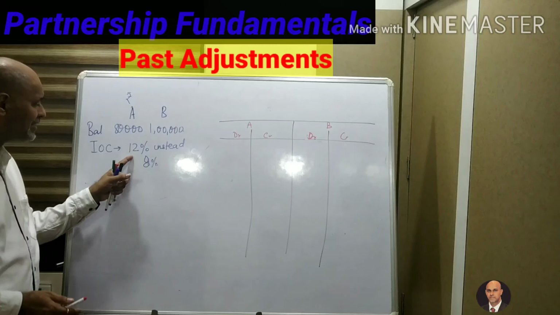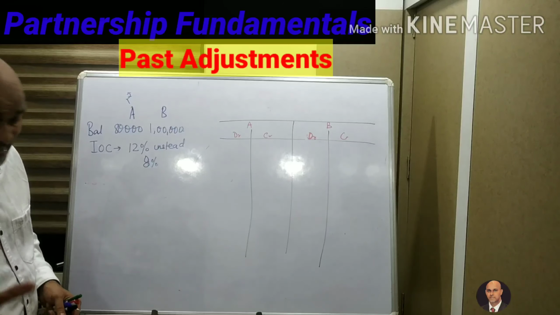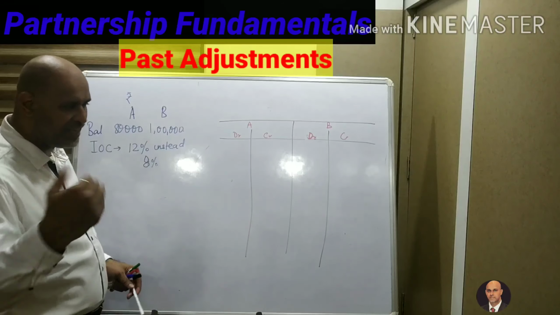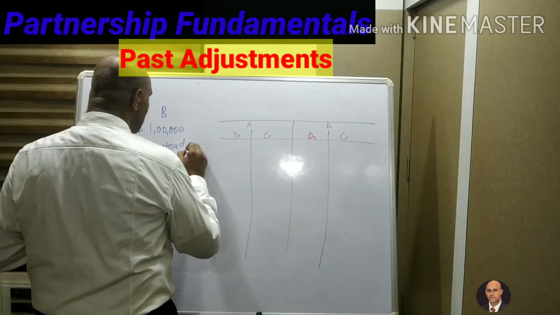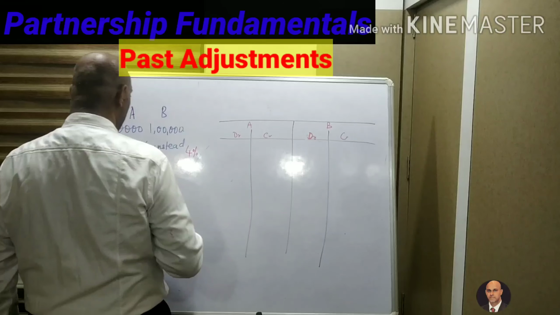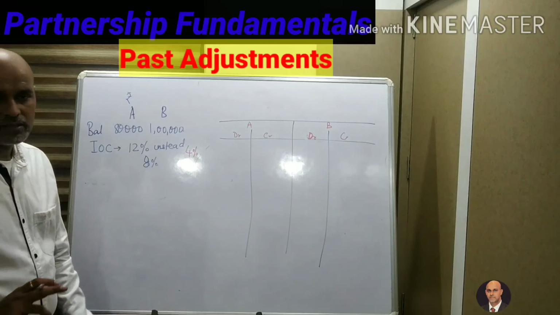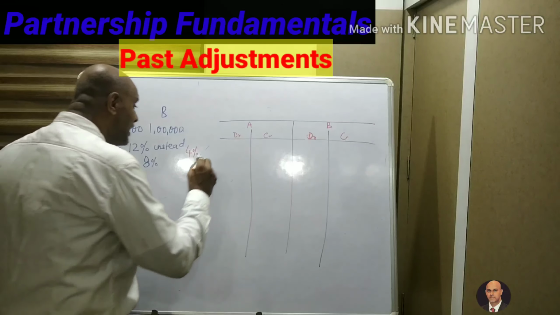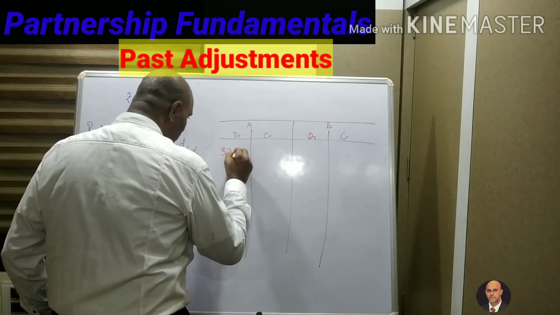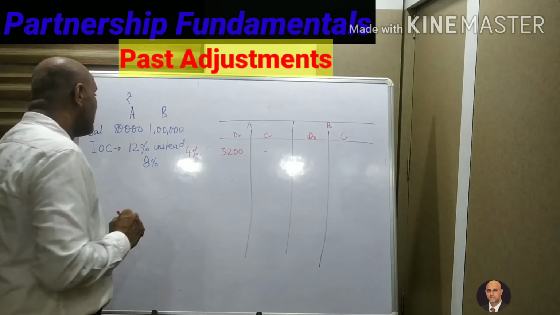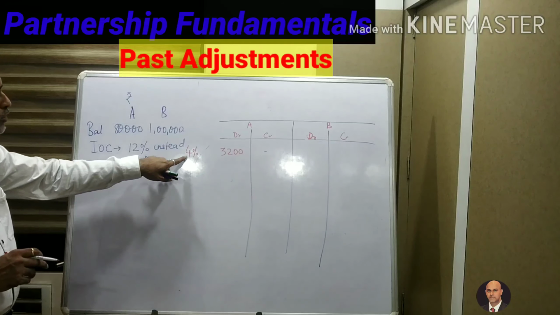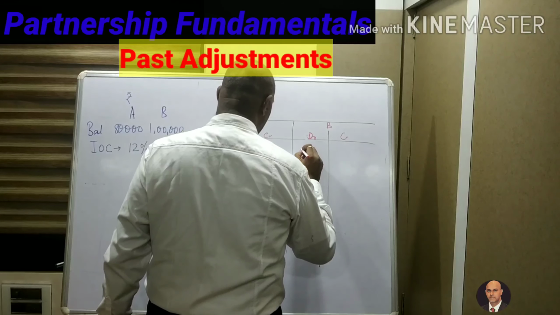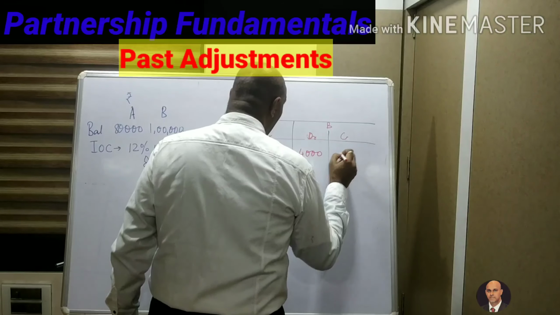Instead, the 4% which you have given them excess, that is 12 minus 8, take it back from them. So I'm going to take the 4% back from them. 4% of 80,000 is 3,200. That I shall put in the debit because I am going to take it back from them. I don't have to give it to them. Similarly, from B, I shall calculate 4% of 1 lakh, which is 4,000. That also I shall put in the debit. Why? Because I have to take it.